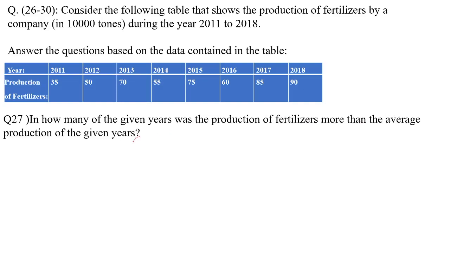Next question: in how many of the given years was the production of fertilizers more than the average production of given years? So first we have to take out the average and check which values are more than the average. So it is 35 plus 50 plus 70 plus 55 plus 75 plus 60 plus 85 plus 90.